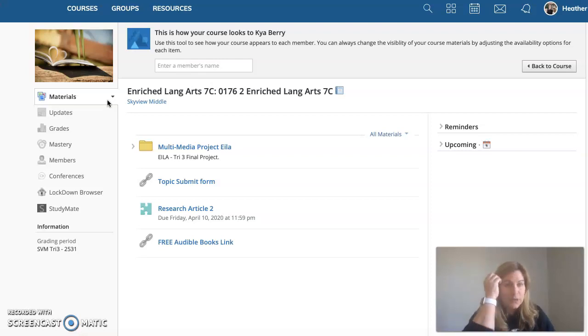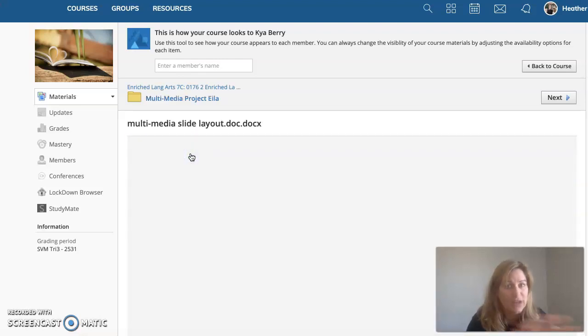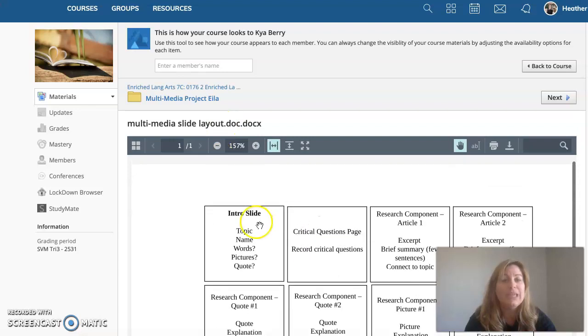So first, one of the questions was: do we have a guide or something that we follow? You're going to have two things, and I have this set up so that it's looking at the student view, from Kaya's view. If you go to materials in that folder that says multimedia presentation, you're going to have the layout doc. So if you feel like printing this off or just having it up, this document shows you what each slide will have.